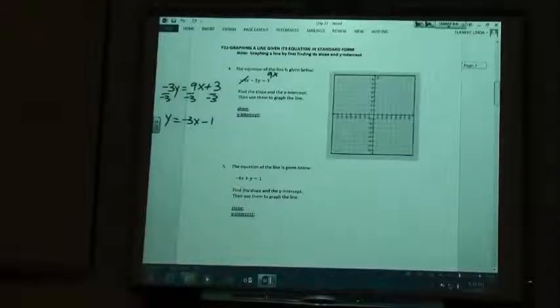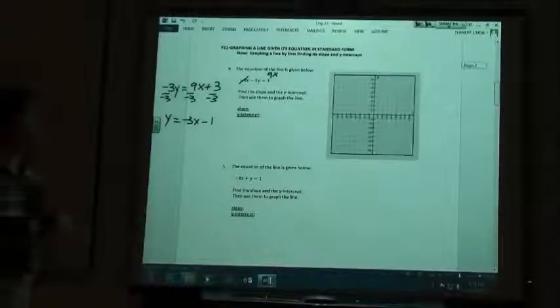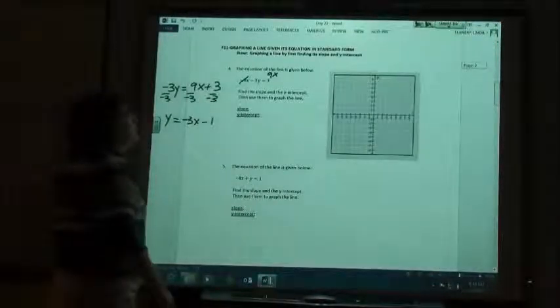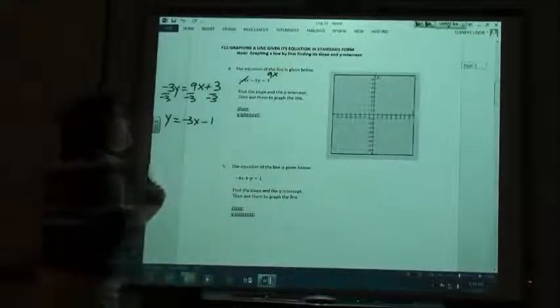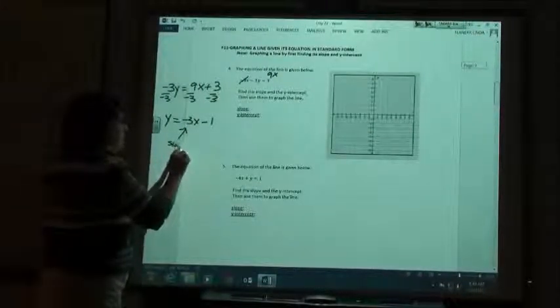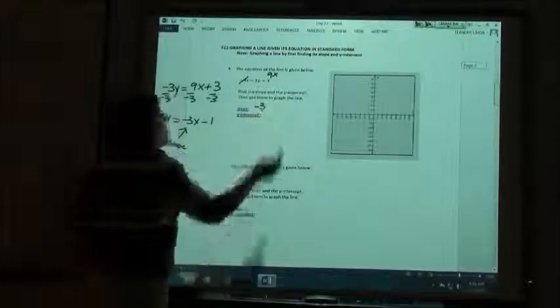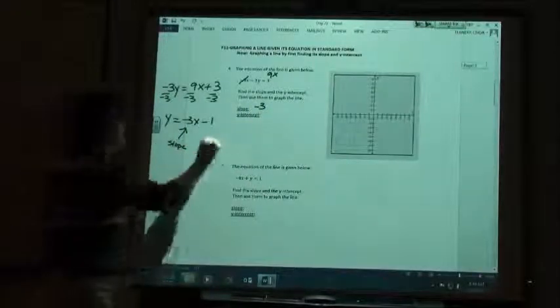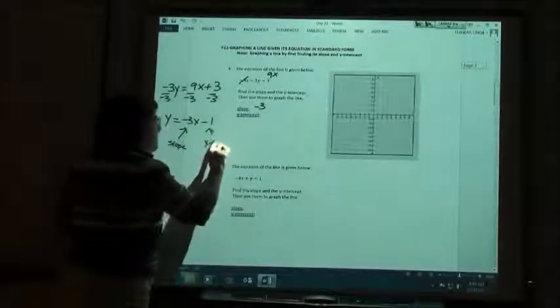So here they switched them around. They asked for the slope first and then the y-intercept. The slope of my line is? Negative 3, the coefficient of x, the negative 3x. And my y-intercept is the negative 1.